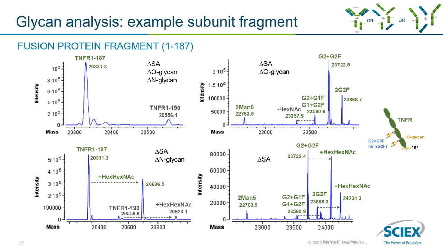Here's a look at those N-linked glycans and some of the O-linked glycans, which occur on the fragment before the hinge region, in this instance known as the TNFR subunit. Now, these axes are a little bit on different scales, but you can see our main peak here, that's the subunit, the TNFR187, here and here, as well as some of those different glycans. You can see each of the various species identified in all of these chromatograms.